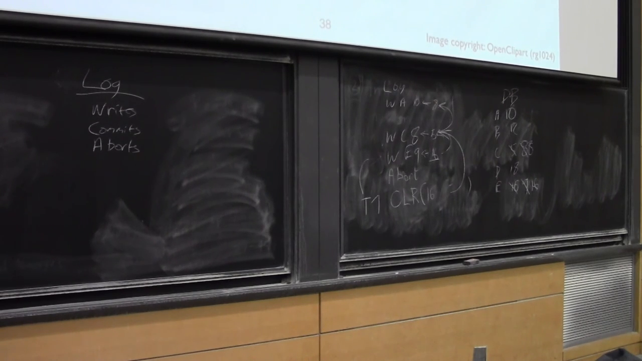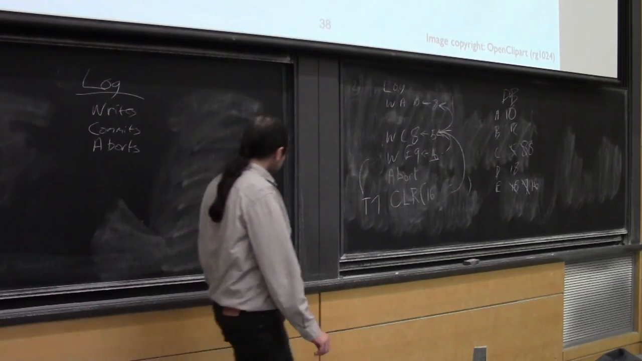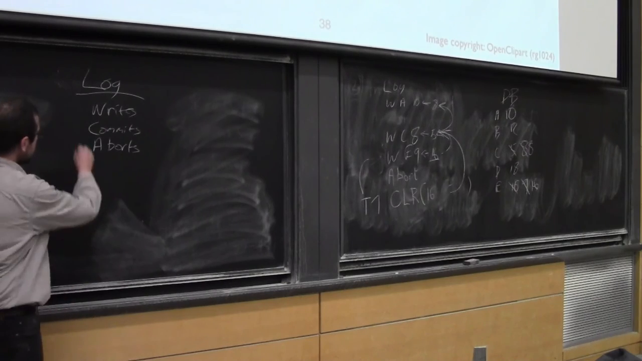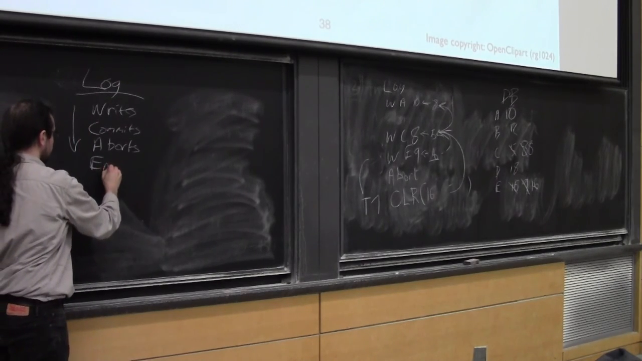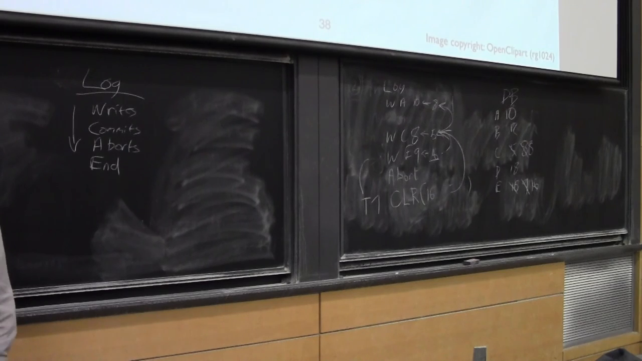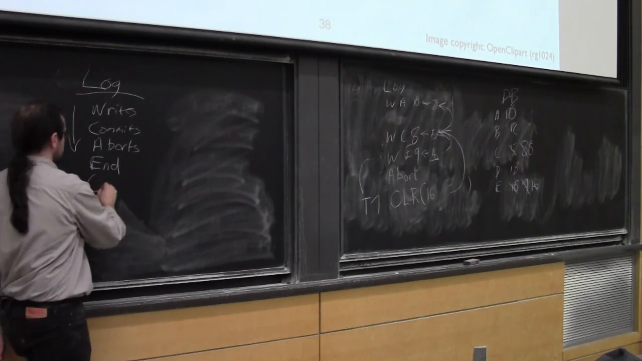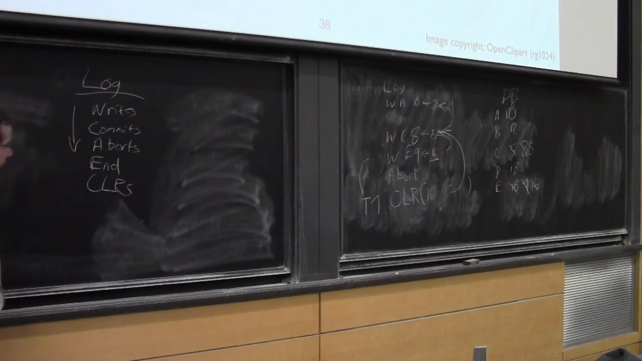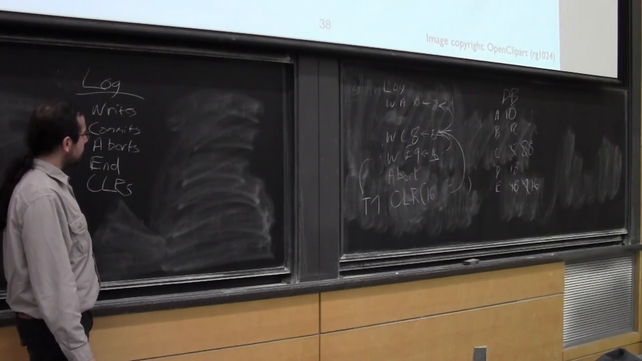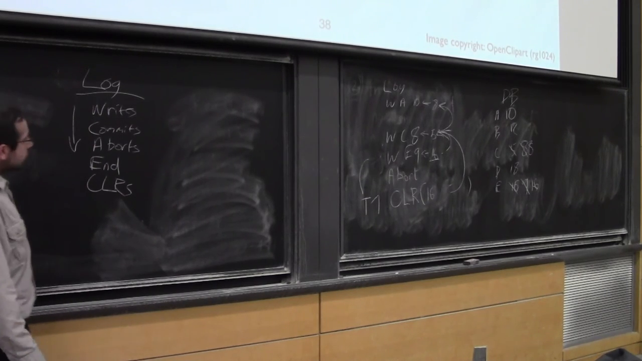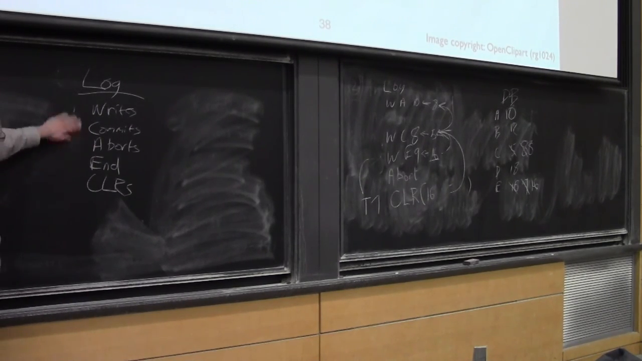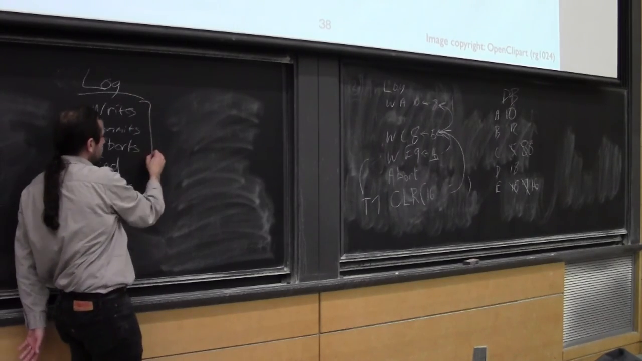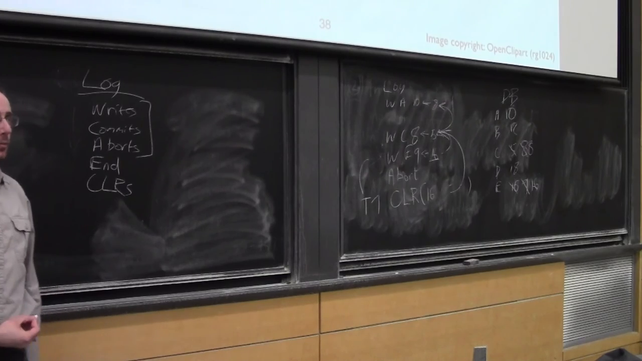We need to first reconstruct the active set of transactions. We're going to go through this list of log entries and try to recover enough information in order to be able to reconstruct the transaction table. Each of these in turn, writes, commits, and aborts, are all operations that the transaction performs.